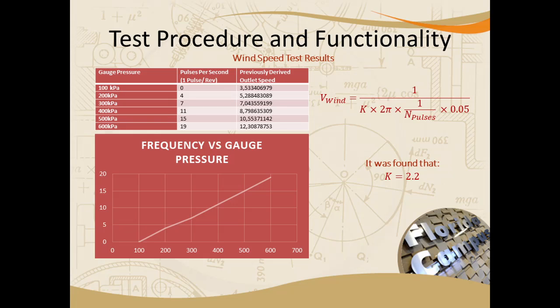And from the results that I gathered, the K value of the system was found to be 2.2, which was later on used to convert the frequency of the system into an actual wind speed in meters per second.